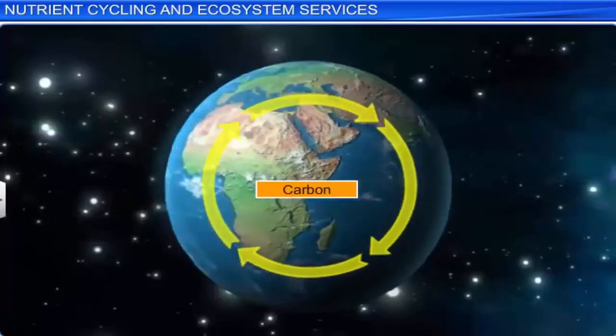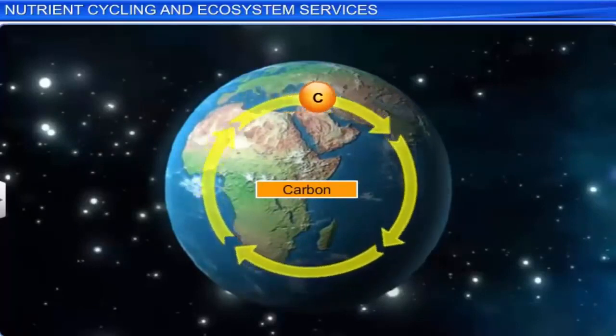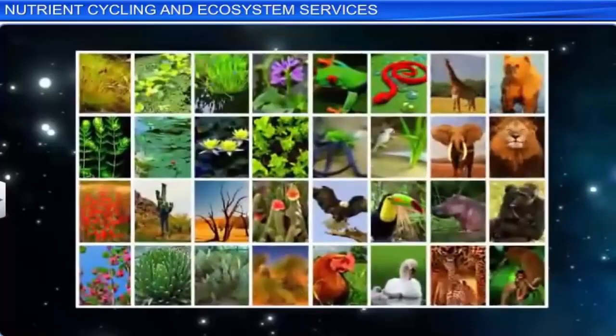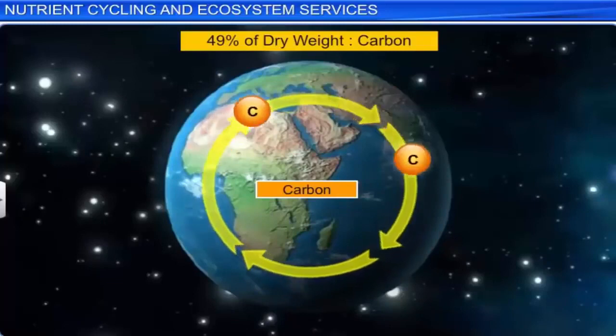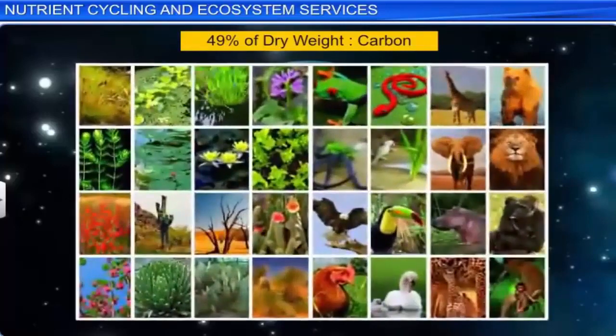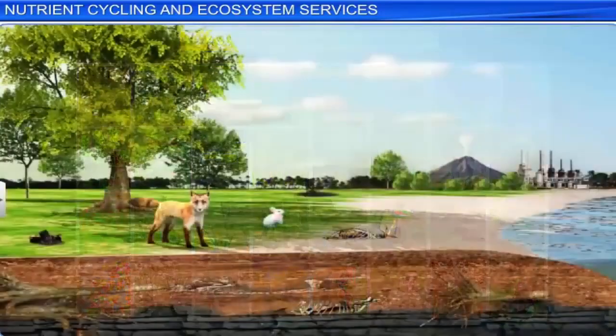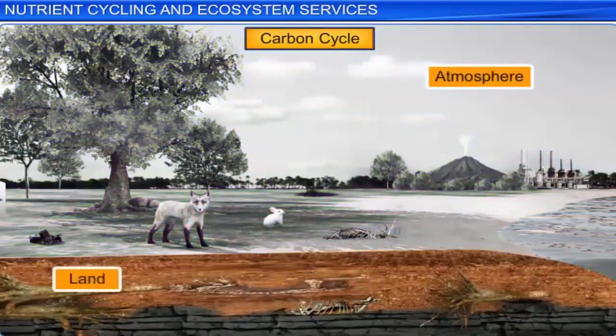In fact, carbon is the fourth most abundant element in the universe and the principal constituent of all living organisms on Earth. It constitutes 49% of dry weight of organisms and forms one of the major components in living organisms other than water. The carbon cycle describes the movement of carbon in its many forms between the atmosphere, land, water, and living and dead organisms.